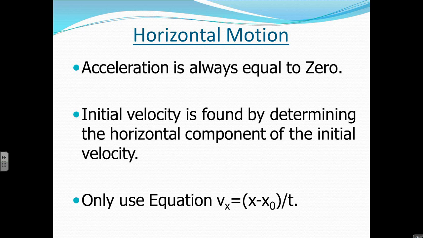And because of this, we use this equation. Velocity in the horizontal direction equals the change in position divided by time. Now you're not going to see this equation in your reference tables. It just relies on this idea that you understand that velocity equals the rate at which position changes.